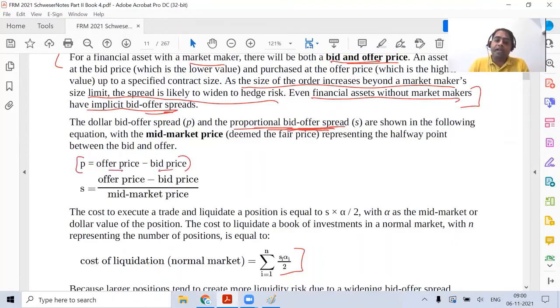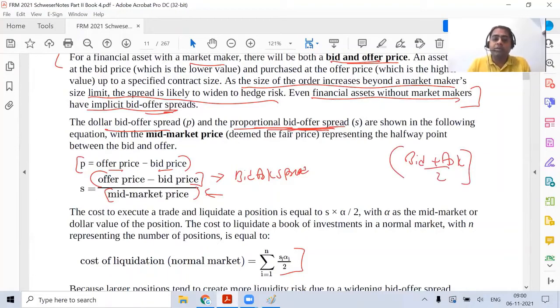Okay, but what they're trying to understand is, whatever this gap is, compared to the current price, or in proportion to the current price, what does it look like? So if you look at this formula, which is S, the numerator is your normal bid offer spread, bid ask spread, which is also called the dollar bid ask spread. Okay, but the denominator is your mid market price. This mid market price is nothing but the bid price plus the ask price divided by 2.